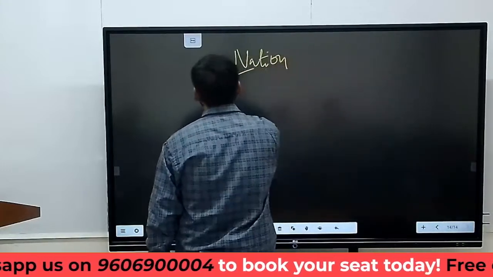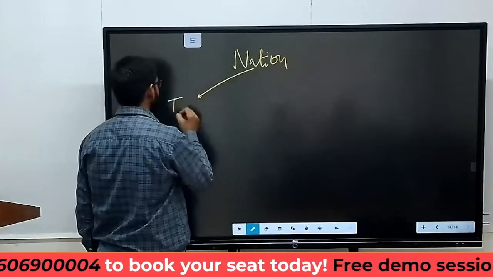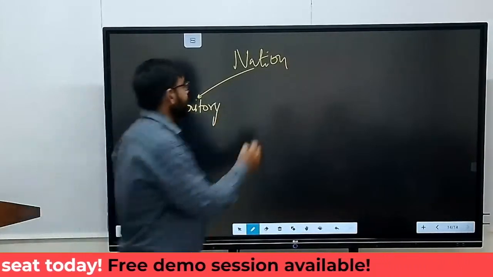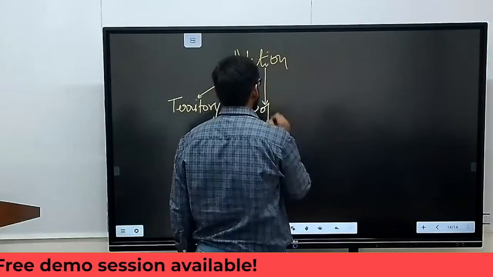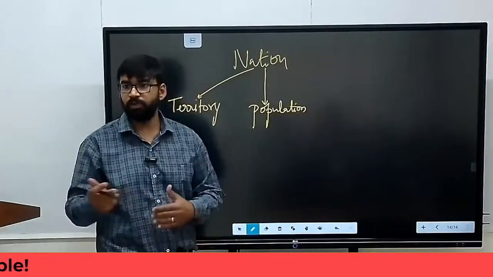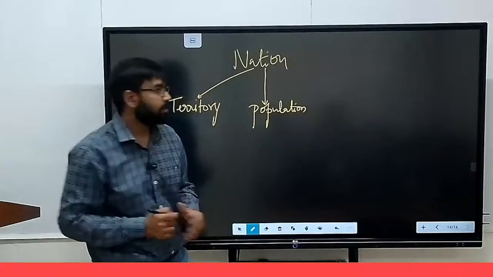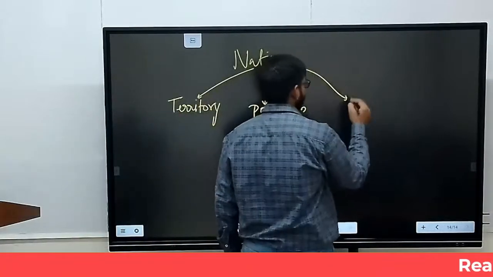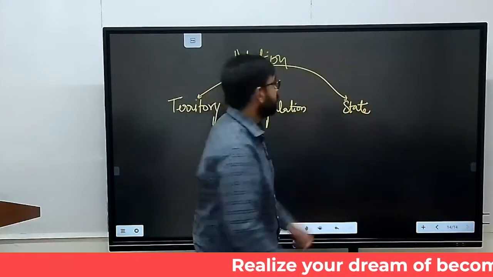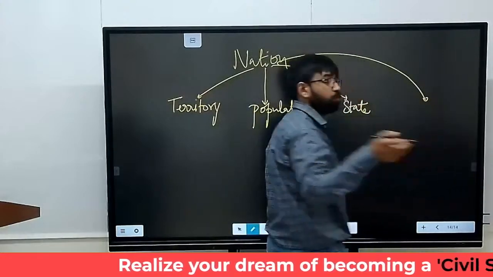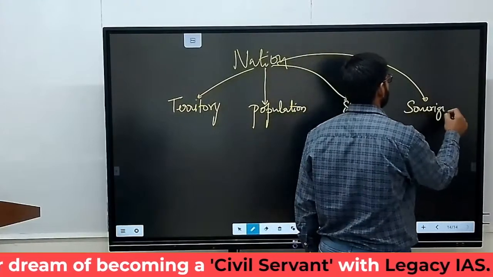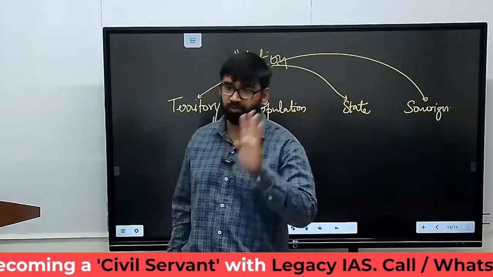A nation has four elements. One is that a nation will have its own territory. That means defined borders will be there. Then a nation will have its own population based on religion, based on culture, based on regions. Getting my point? Then a nation will have its own government or state. State here means government. Then a nation will have its own supreme law, that is the constitution. So a nation is sovereign. There are four features of a nation.